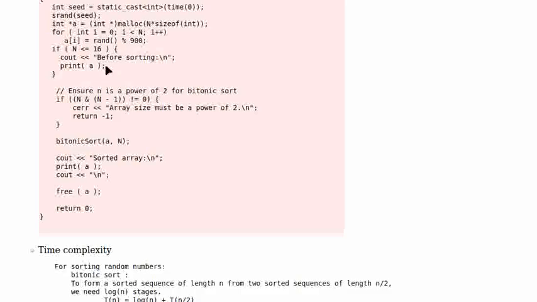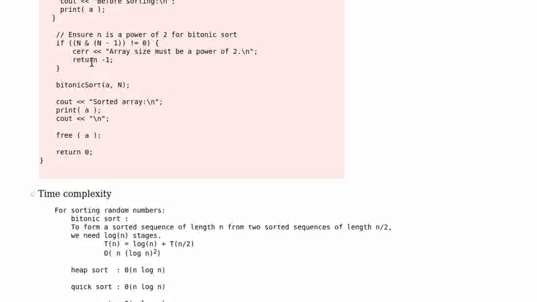And then we need to ensure that n is a power of 2. So this statement, n and n minus 1 not equal to 0, will ensure that it must be a power of 2. If not, then we exit.